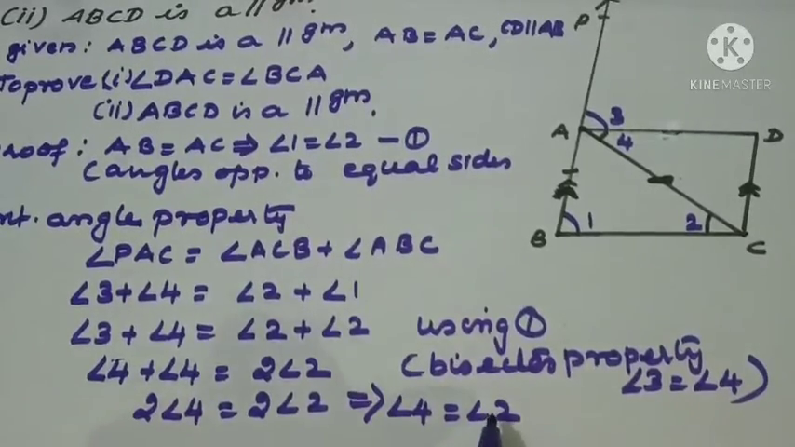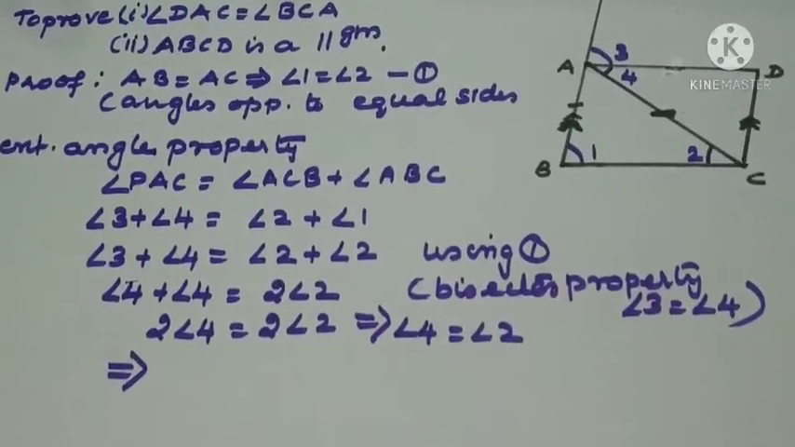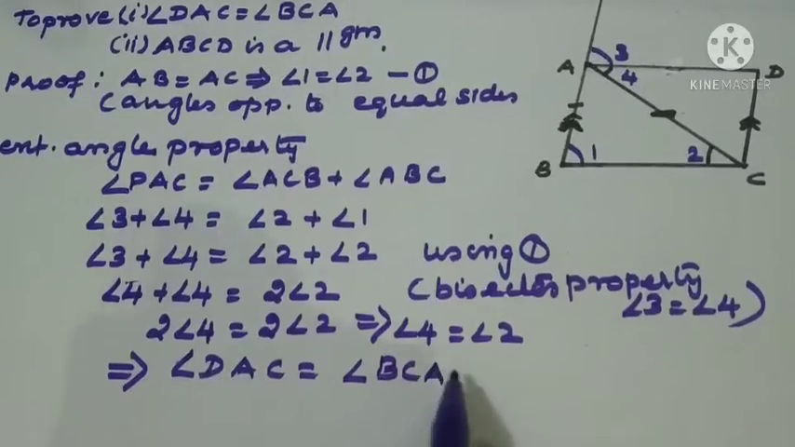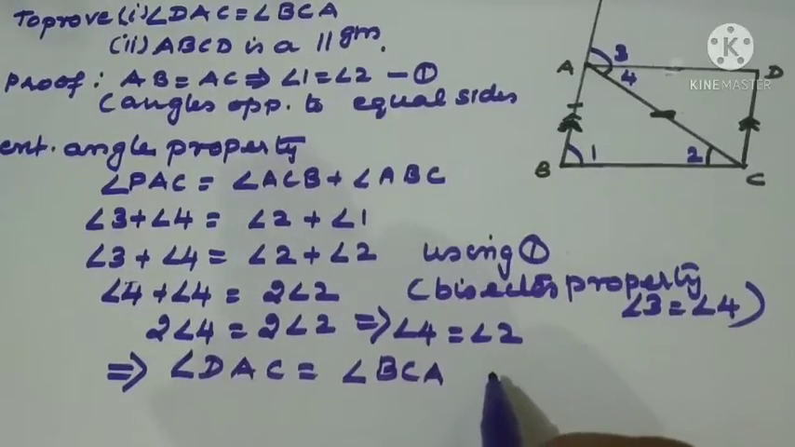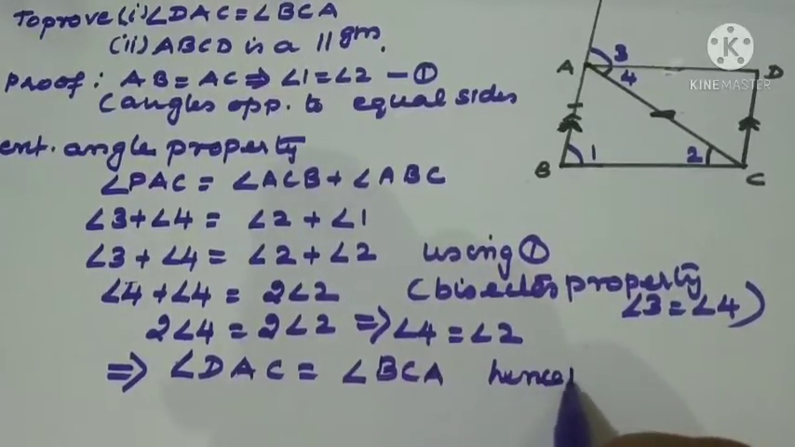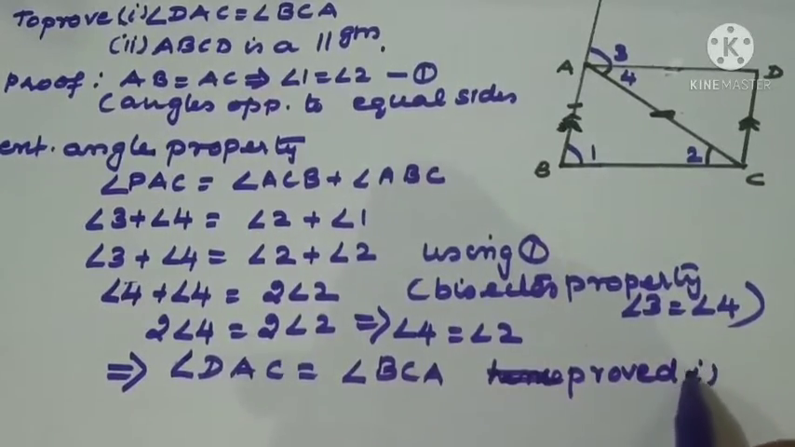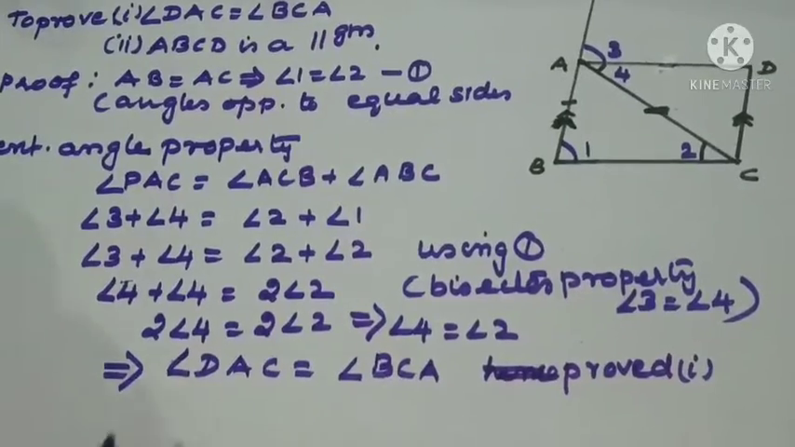Now angle 4 equal to angle 2 means what we can write? Implies angle DAC equal to angle BCA. Hence proved. Okay, hence proved, we can write a proved first part. Right. Next, ABCD is a parallelogram. We have to prove the second part.